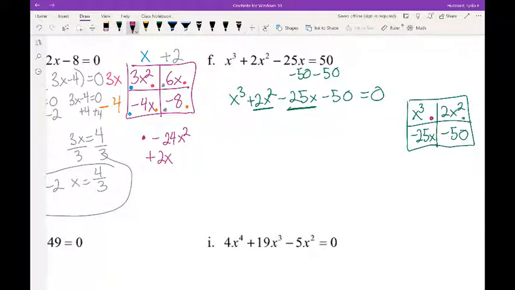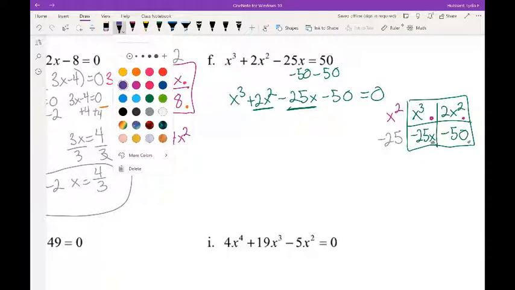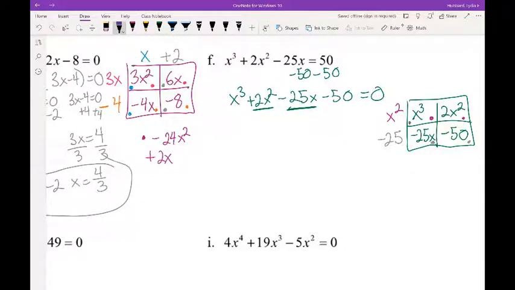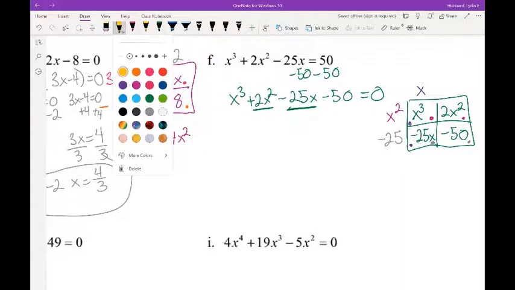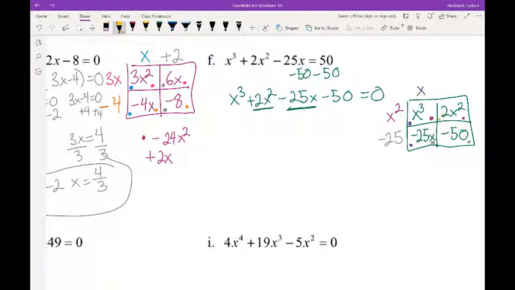So out of the top 2, I can just take out an x squared. Okay, please note that's not just a regular x. Out of the bottom 2, I can take out a negative 25. And again, I'm making that negative because that x term in that bottom is negative. Out of the left 2, I can only take out an x here because that's the only thing they both have in common. And out of the right 2, I can take out a positive 2 because that x squared term is positive 2. So right now we have this factored to x squared minus 25, x plus 2.